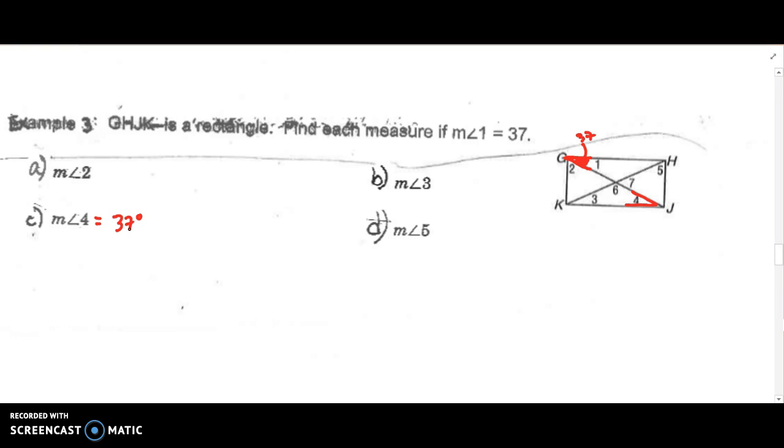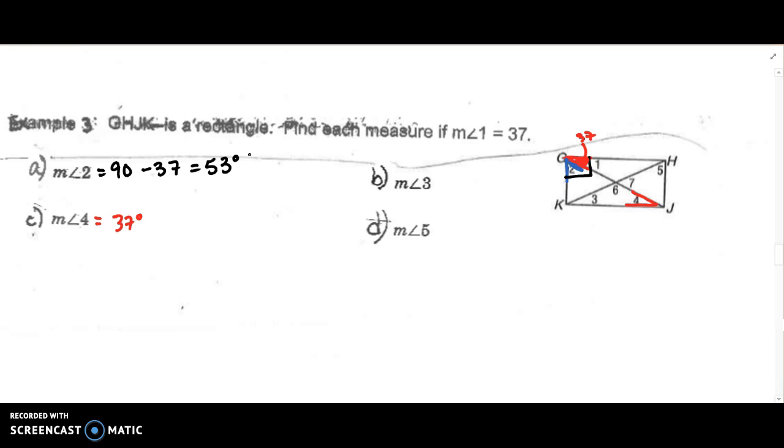So I'm not necessarily going in order here. I'm just finding the angles as I can. Other things are angle 1 and angle 2 are complementary. They form a right angle because we know all the corners are 90 degrees on a rectangle. So 90 minus 37 is 53 for angle 2.